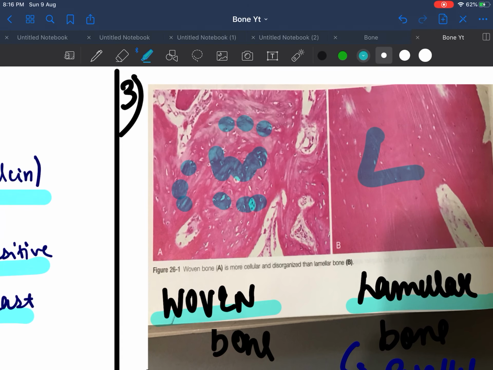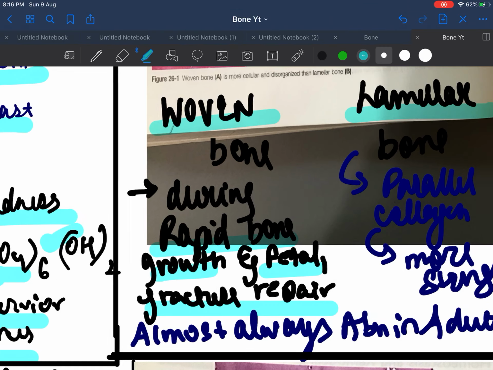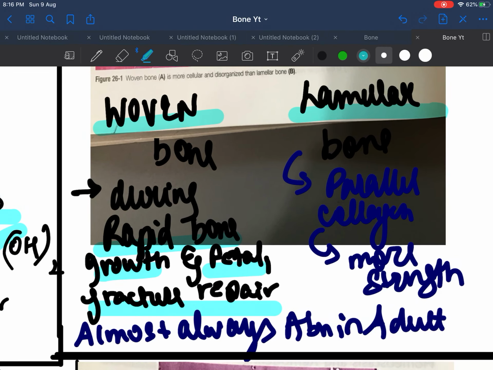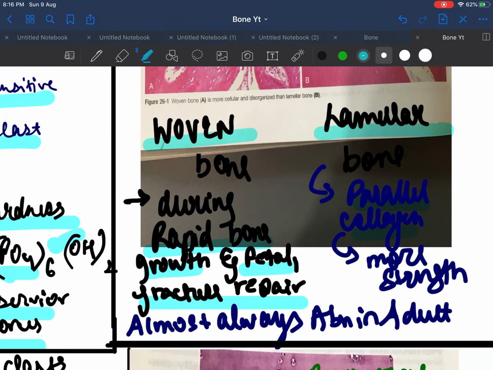So when is the woven bone formed and when is the lamellar bone formed? Woven bone is formed during rapid bone growth, for example in fetal life, and during fracture repair. A lamellar bone consists of parallel collagen fibers, so it has more strength as compared to a woven bone.